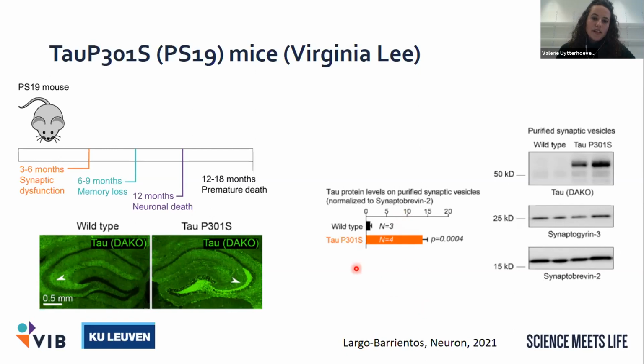As you can appreciate from the immunostainings, the tau species spread through the hippocampus, and we see first this tau accumulation at the CA3 mossy fiber synapses in the hippocampus. When we isolate synaptic vesicles from these mice, we also observe a dramatic increase of tau protein on these synaptic vesicles compared to wild-type mice.